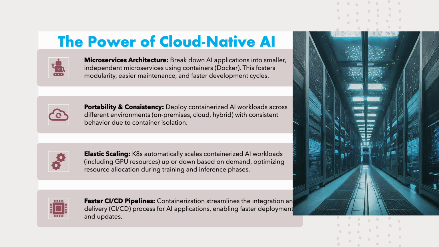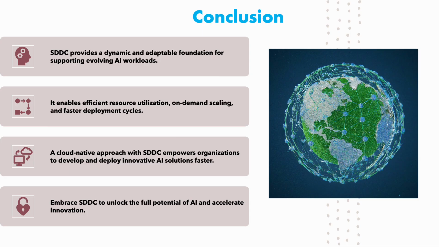Second, containerization ensures consistent behavior of AI workloads across different environments, whether on premises, in the cloud, or in a hybrid environment. Third, Kubernetes enables elastic scaling of containerized AI workloads, including GPU resources. This means that resources can be automatically scaled up or down based on the demands of the workload, optimizing resource utilization and reducing costs. Finally, containerization streamlines the CI/CD pipeline for AI applications, enabling faster deployment and updates.